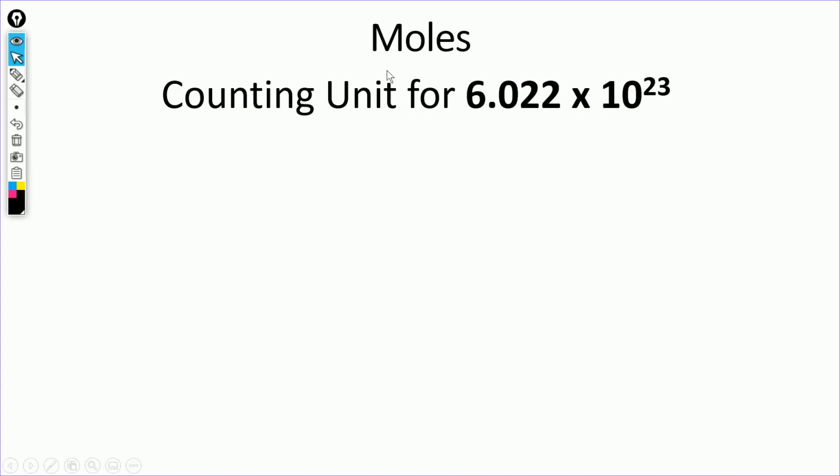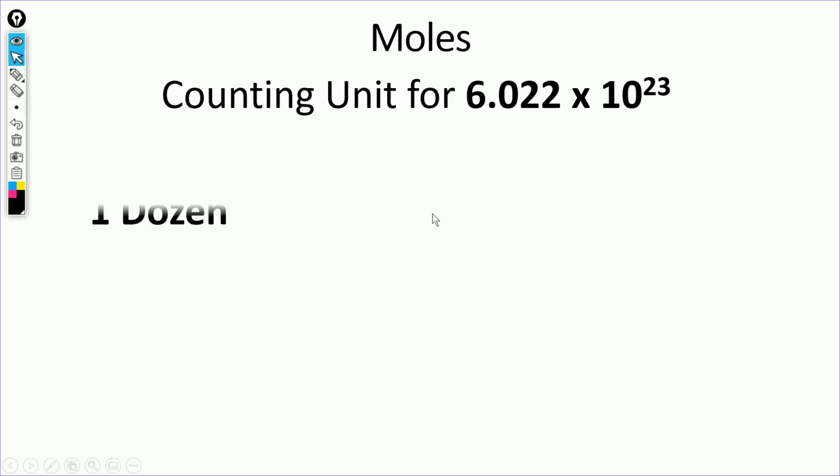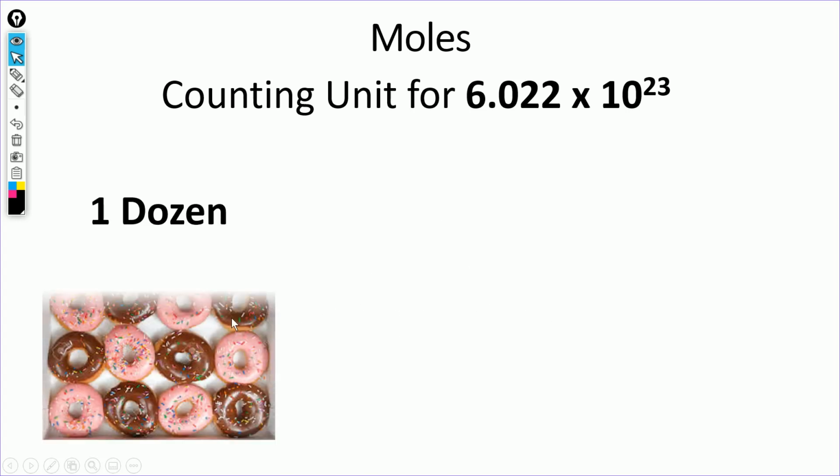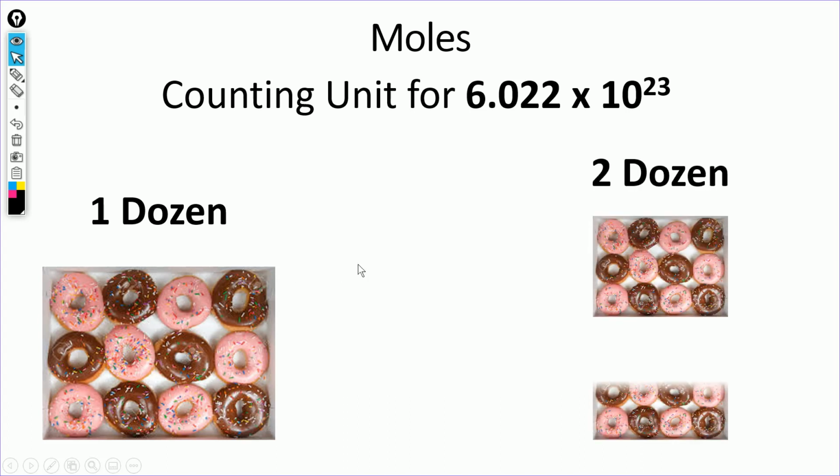Now, the new unit is moles. A mole is just a counting unit for the number 6.022 times 10 to the 23rd. It's a counting unit just like a dozen is a counting unit for 12, right? If I have 1 dozen donuts, I have 12 donuts. If I have 2 dozen donuts, I have 24 donuts. I'm just counting with the word dozen.